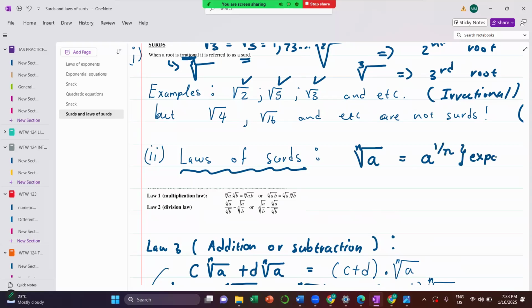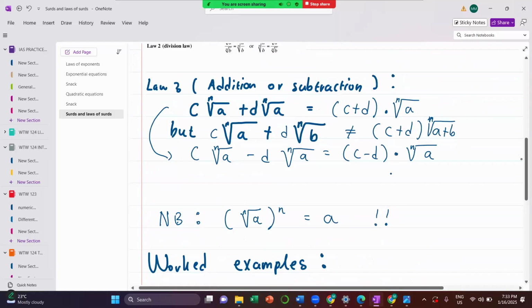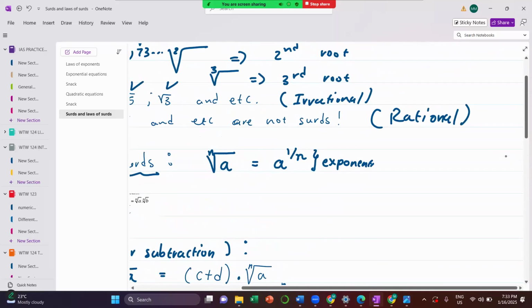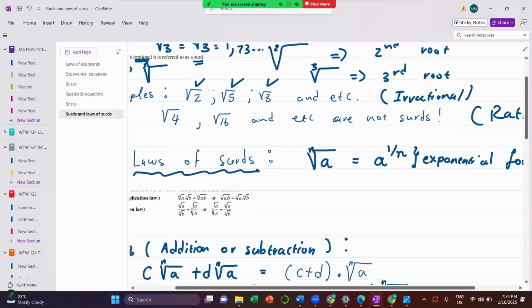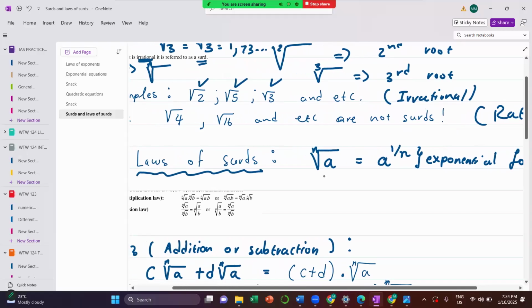So do you see that a surd can be expressed in exponential form? So this is its surd form, and this is the exponential form of a surd. You keep what's inside the surd and then raise it to the exponent of 1 over n.